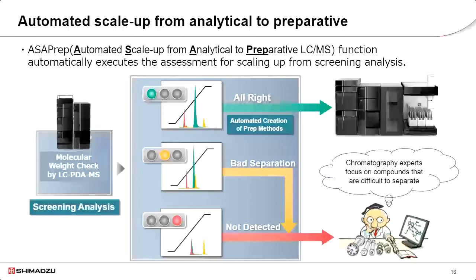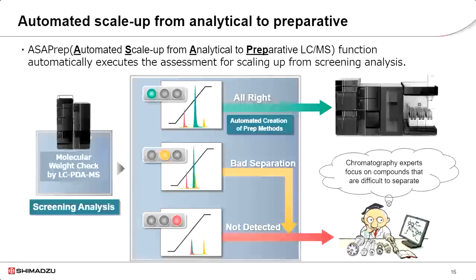Conversely, if impurities are present near the retention time of the target compound, or if the target compound shows incomplete separation, it's likely that separation at the purification scale will also be inadequate, resulting in a yellow designation. Should the target compound not be detected, a red designation is given. For samples with a yellow designation, improvement in separation must be achieved by modifying conditions such as columns, mobile phases, or gradients to recover the target component in a pure form.